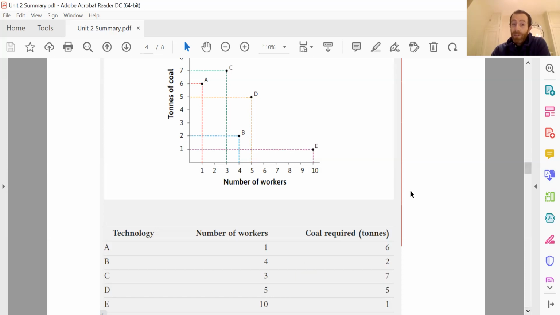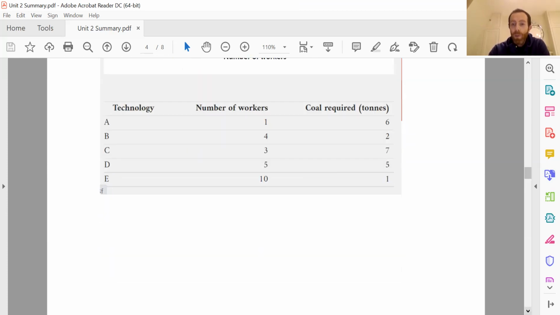But that leaves us with A, B, and E, and we can't pick one over the other without thinking about something further, which is cost, right? Why can't we rule them out? Well, because if we look at A, 1 worker and 6 tons of coal, and B, more workers but fewer tons of coal, I can't say which one is lower cost than the other. So in order to do that, we need to add a second ingredient to our model.